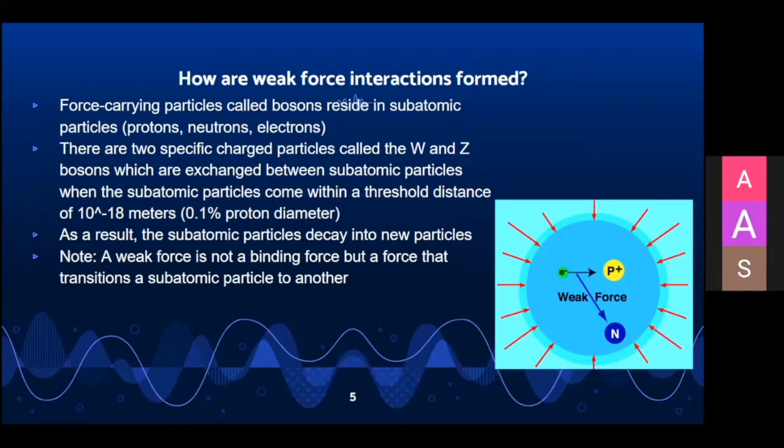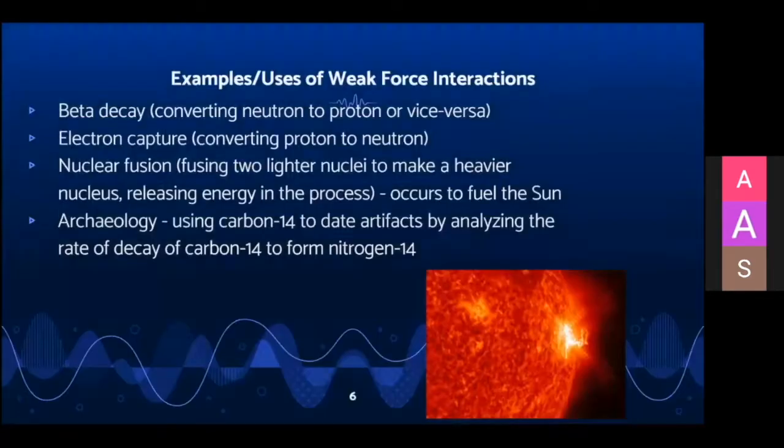A special thing to note is that the weak force is not a binding force like the other fundamental forces, but it's a force that transforms a subatomic particle into another. So examples and uses of weak force interactions include beta decay, which is converting neutron to proton or vice versa, electron capture, which uses an electron to convert proton to neutron, and nuclear fusion, which involves fusing two lighter nuclei to make a heavier nucleus. The heavier nucleus's total mass is actually less than the total mass of the lighter nuclei, and so the leftover mass is released as energy in the process.